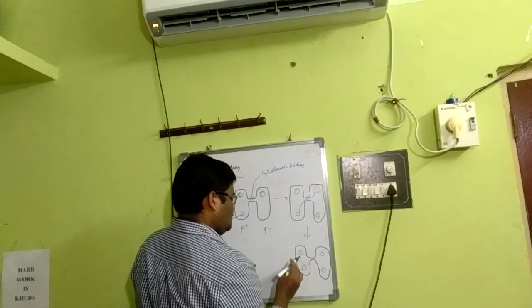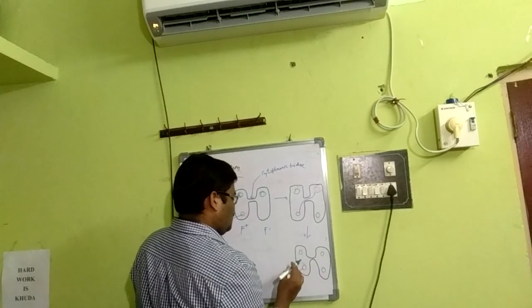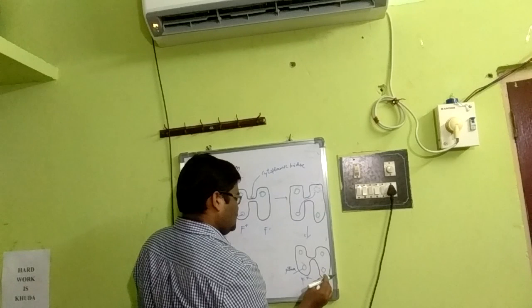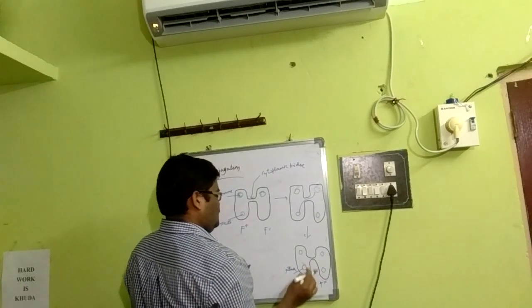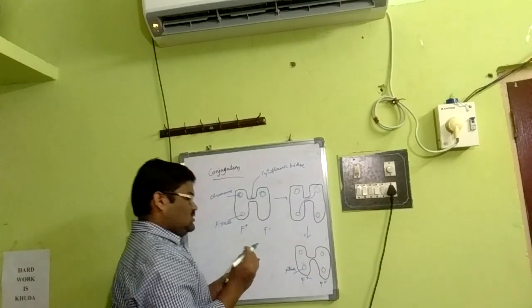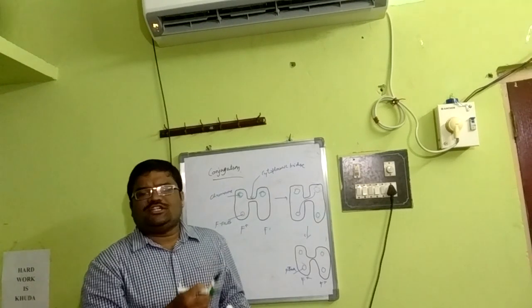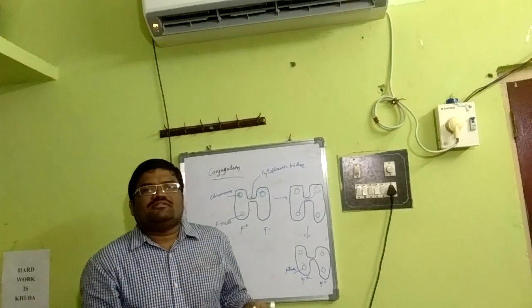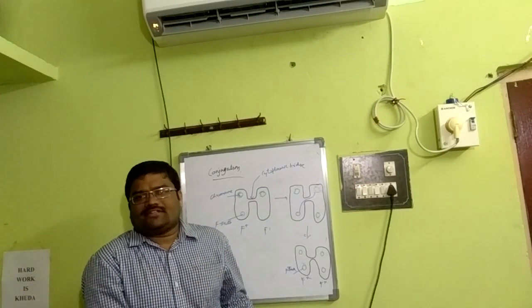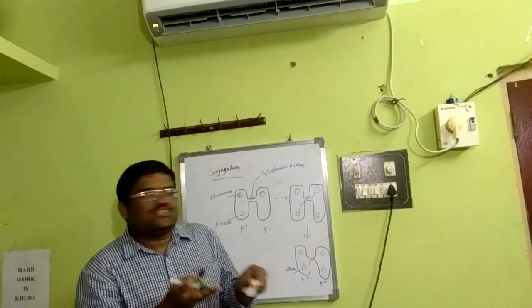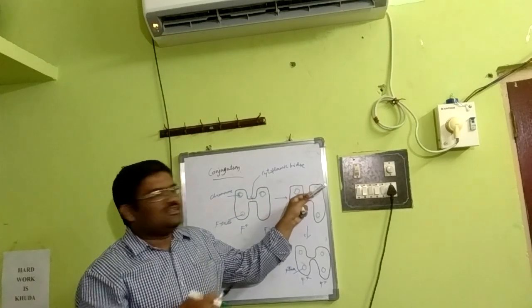This F plus, the F factor, as we call it. This becomes F plus and F plus. This is how the issue ends. In the initial conditions, the F minus does not have this extra chromosomal DNA, what we call the F factor. Later, through the formation of cytoplasmic bridges, it has been transferred into the recipient.